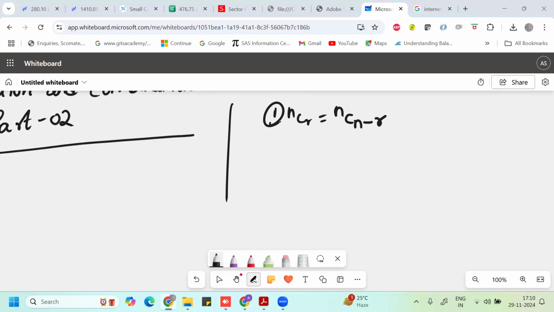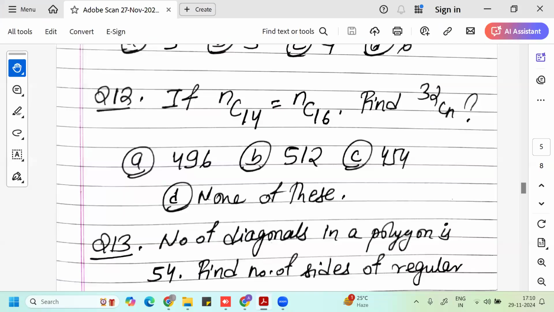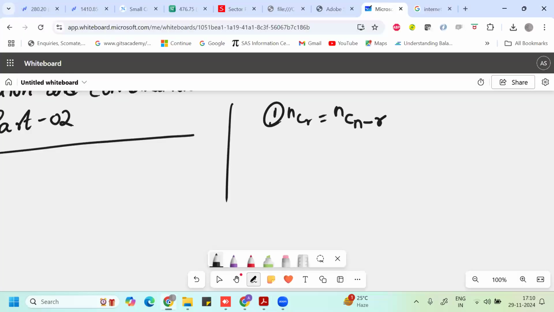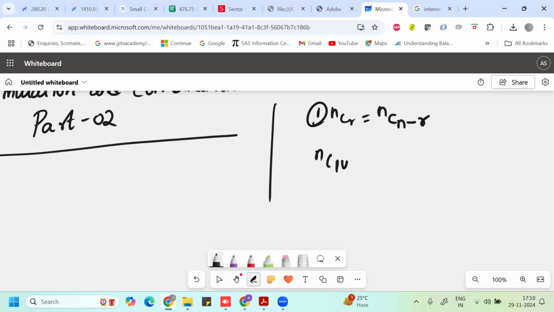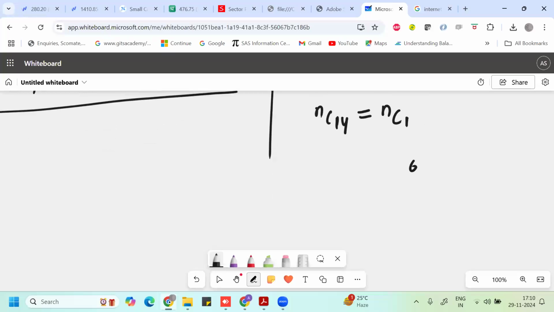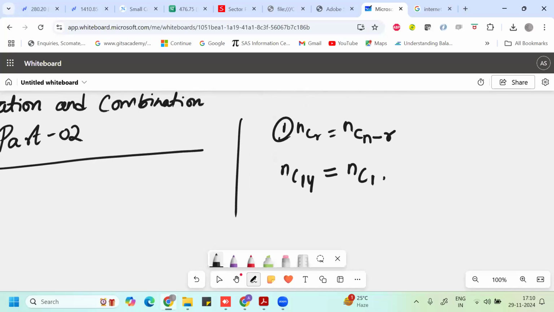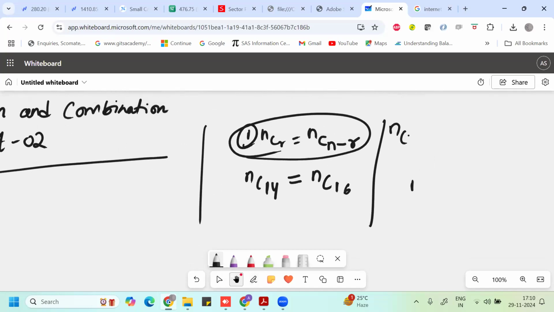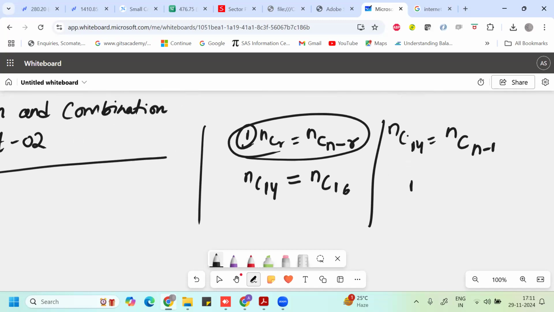So if I say nC14 is equal to nC16, I can write nC14 as nC(n minus 14), since nCr is equal to nC(n minus r). Are you getting this part?